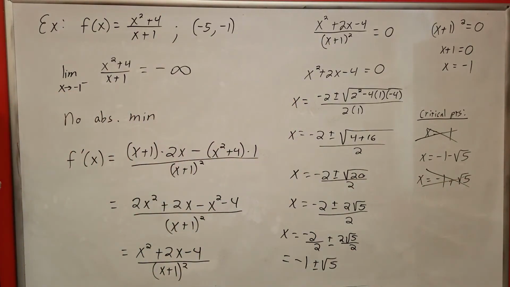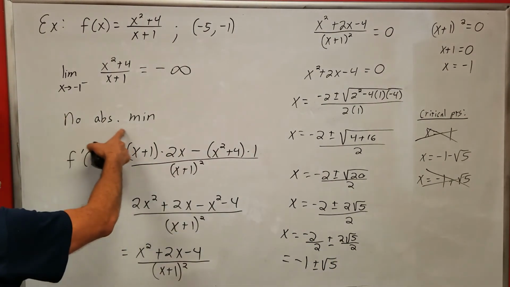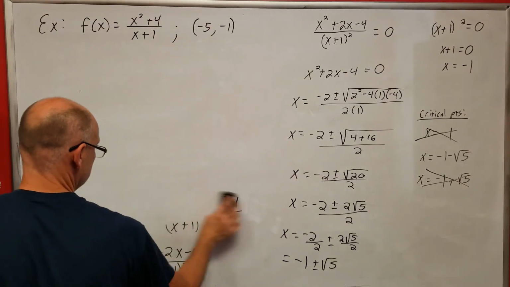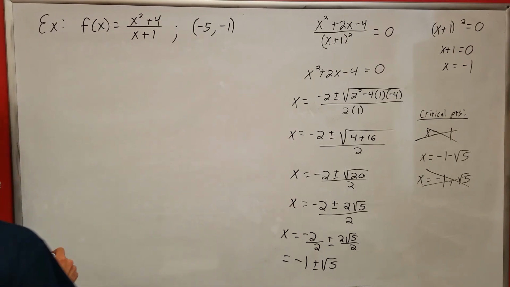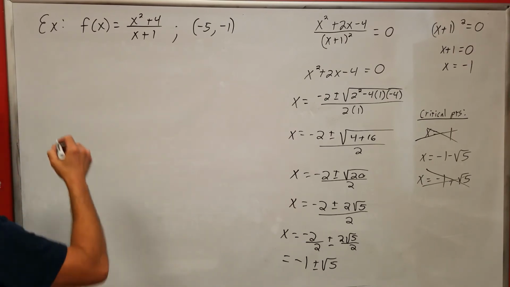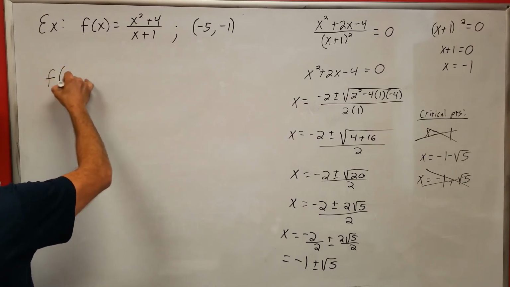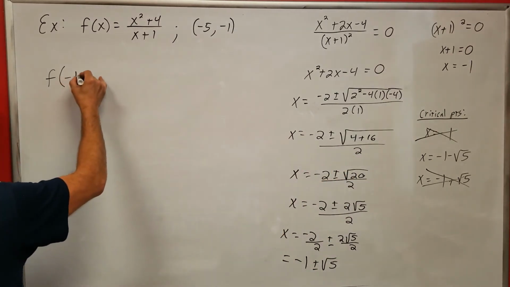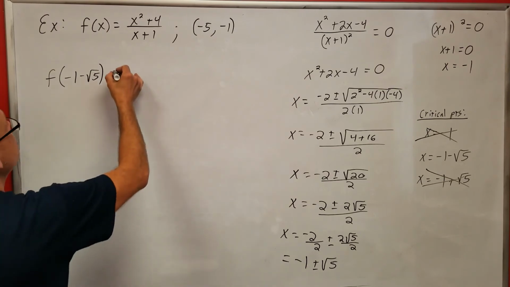Now what do I want to do? I want to find the actual max value. We said we had no absolute min, so let's find the absolute max value. So for my absolute max, I'm going to evaluate my original function f at negative 1 minus square root of 5. Now it's not pretty, but that's what I have to use.